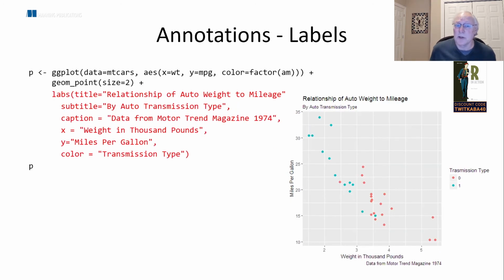So that's colors, but often when we create graphs, we also want to control annotations. The most common annotations are labels, and so we use the labs function. We add labs. And here I've given a title, relationship of auto weight to mileage. I've given a subtitle, which will appear here. I've given a caption, which will appear down at the bottom. A caption is usually the source of the data. I've changed the label on the X and Y axis.